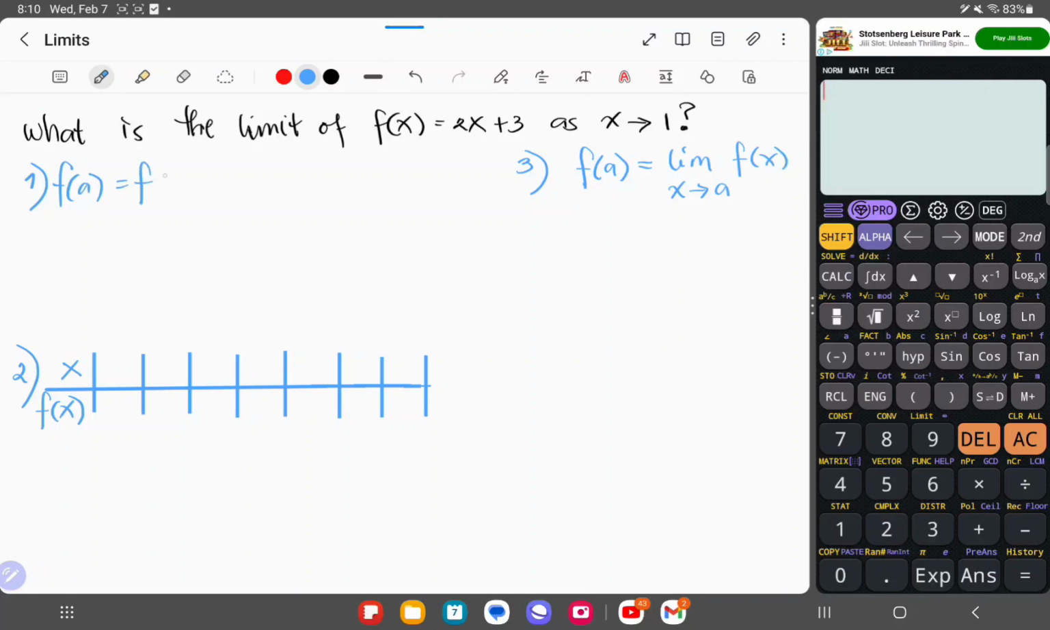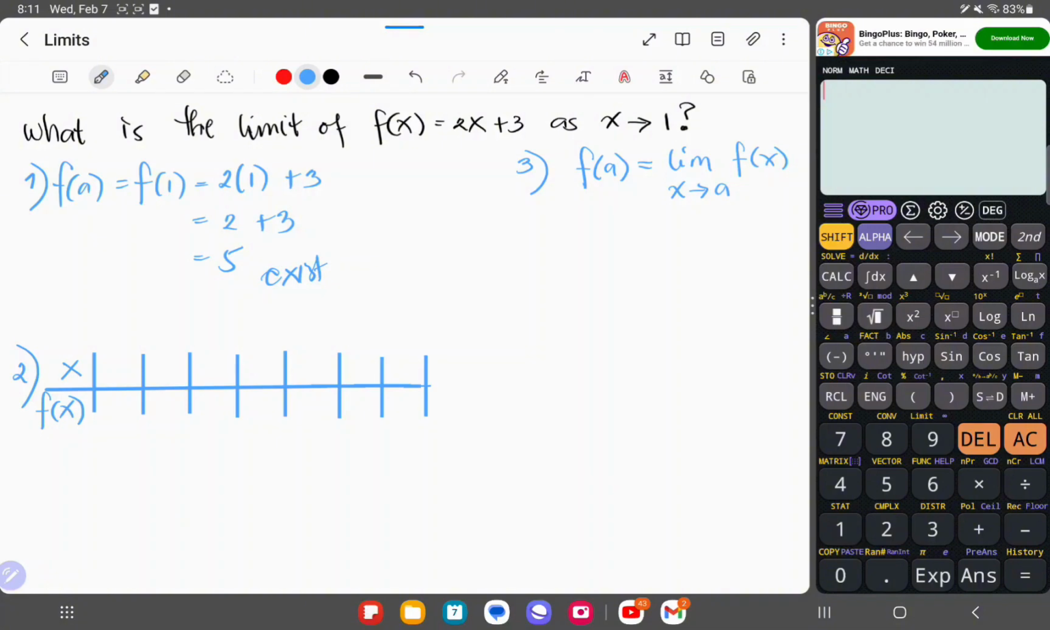The value of f of a is f of 1, meaning we have to substitute the value of 1 to our 2x plus 3. That's 2 times 1 plus 3, and that is 2 plus 3 equal to 5. Therefore, f of a exists and it is equal to 5.